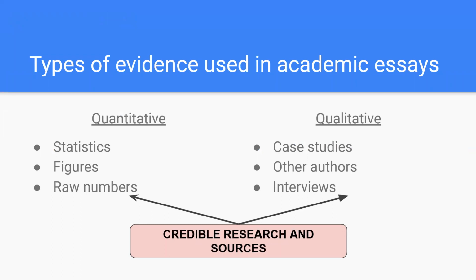In summary, there's basically 2 types of evidence that you can use in academic essays. The first kind is quantitative evidence. So that just means anything that you can put a number to. So examples of quantitative evidence would be statistics, figures, raw numbers. And then on the other side, there's qualitative data. Qualitative data just refers to anything about the human experience. It's more experiential data. So examples of this would be case studies, quoting or paraphrasing other authors, interviews.